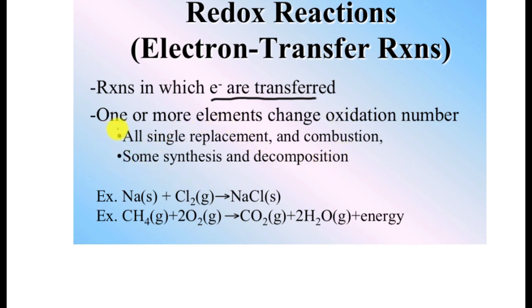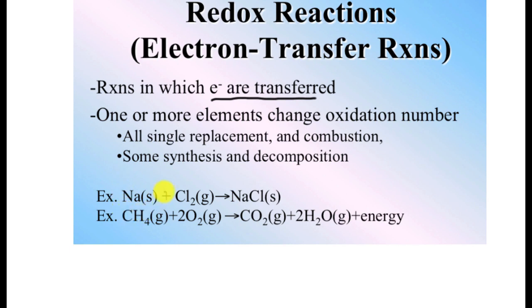Now, a lot of types of reactions that you've probably talked about in honors chemistry are types of oxidation reduction. So single replacement, combustion reactions, some synthesis, and decomposition reactions are examples of places where electrons are transferred. Essentially, if it's not a double replacement reaction, it's not an acid-base reaction, it's not a precipitate reaction, then it will be considered an oxidation reduction reaction.